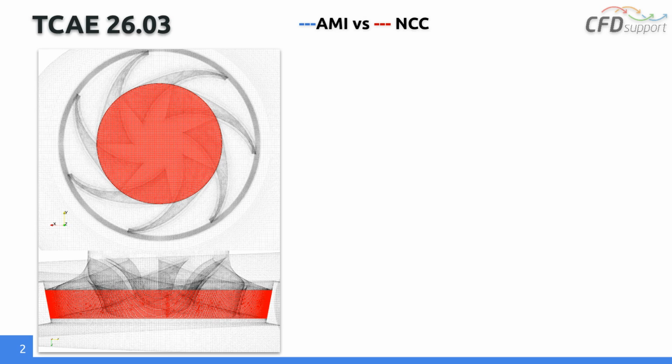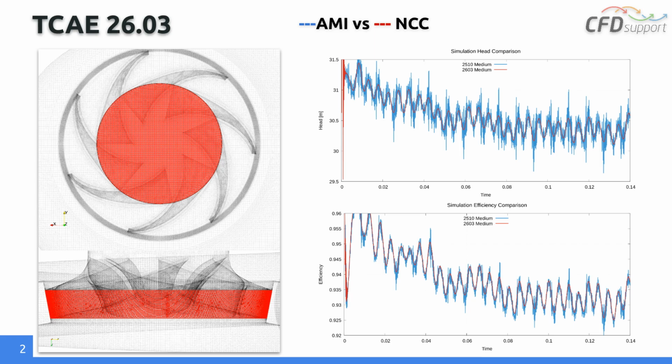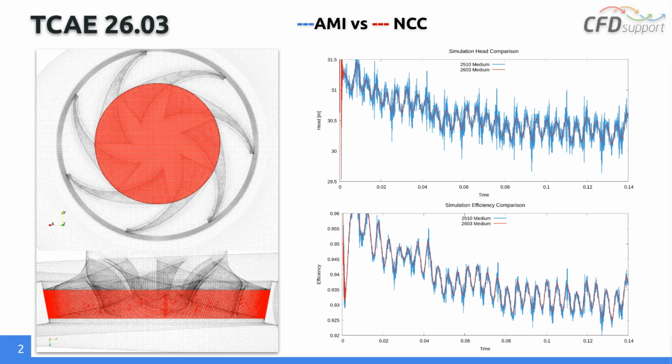The graphs display the same simulation head and efficiency results for the medium mesh configuration. AMI gets better, NCC still the same.